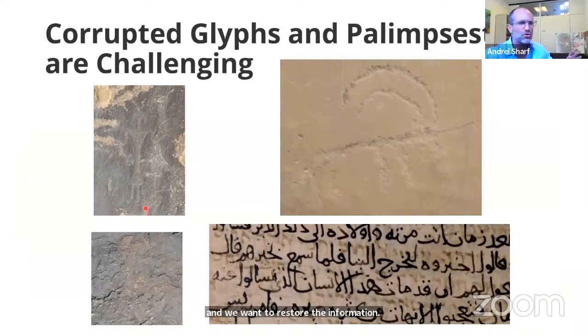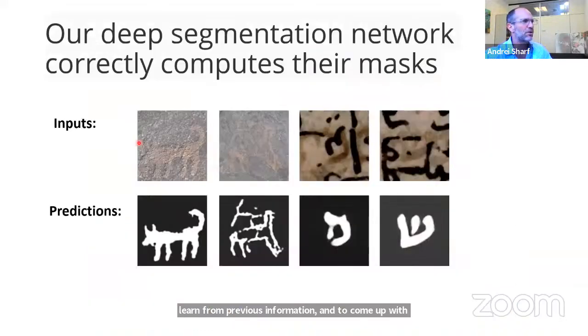If we zoom in to more local places, it's hard to see what's there. You can see it's very hard even for a human to find the correct mask. So we say that this data is very challenging. If we use a lot of knowledge from previous analysis by humans, then we can make a neural network learn from previous information and come up with predictions. And this is what we call deep segmentation.